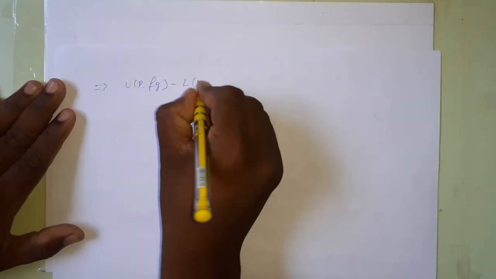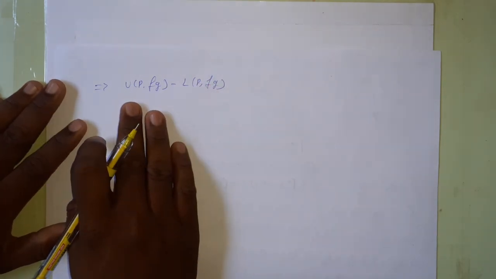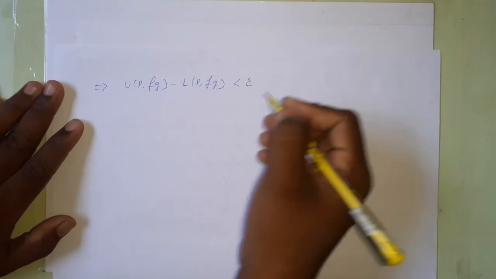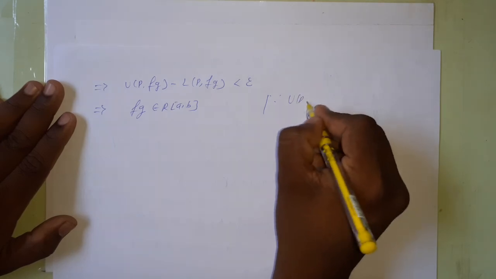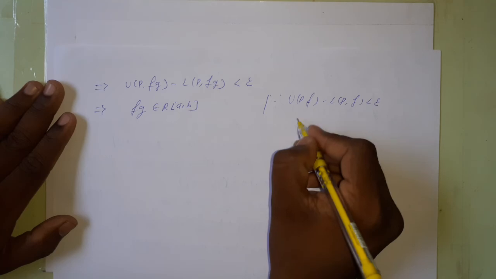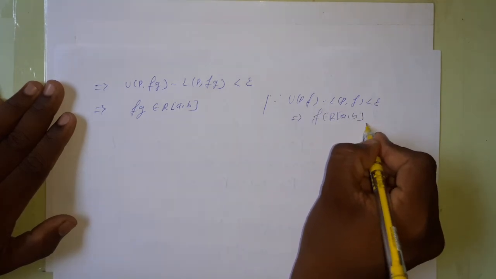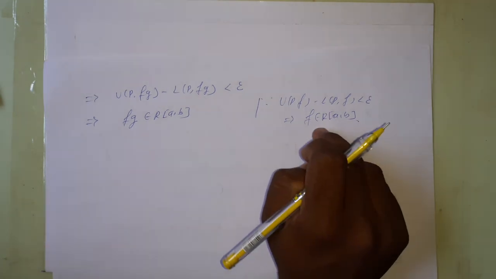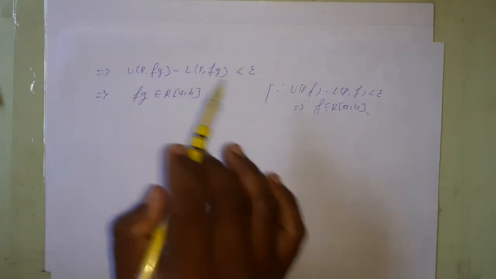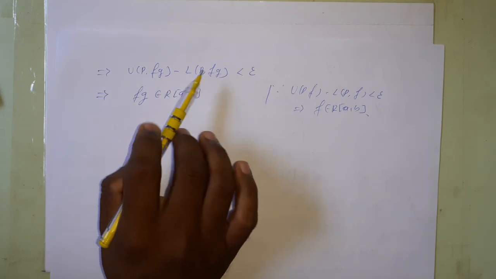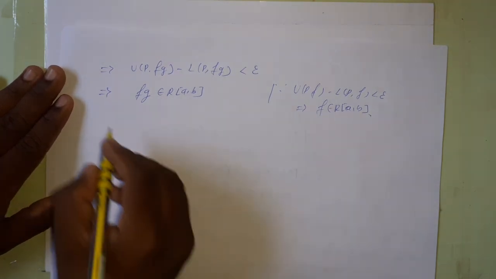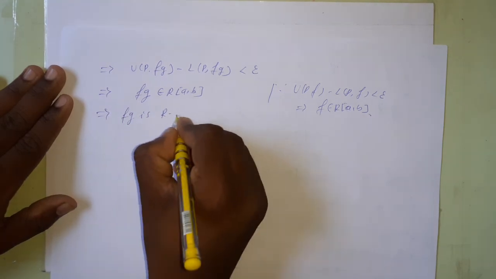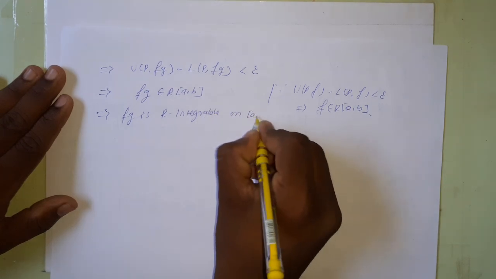So it implies that U(P,fg) minus L(P,fg), the difference of the upper Riemann sum and lower Riemann sum of the function fg, is less than epsilon. Therefore f into g belongs to R of the closed interval [a,b], because whenever U(P,f) minus L(P,f) is less than epsilon, it implies that f is a Riemann integrable function. This is the necessary and sufficient condition for the function f to be Riemann integrable. So the same condition is true for the function f into g, because U(P,fg) minus L(P,fg) is less than epsilon, then f into g belongs to R of the closed interval [a,b], that is, it is a Riemann integrable function. So f into g is R integrable on the closed interval [a,b].